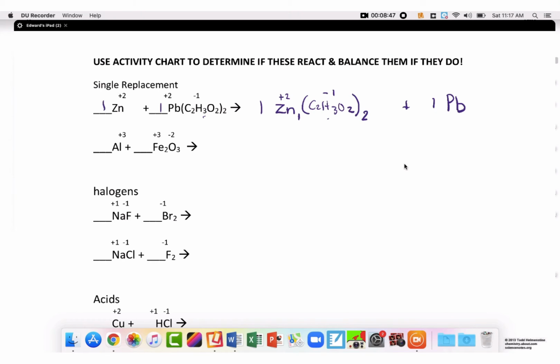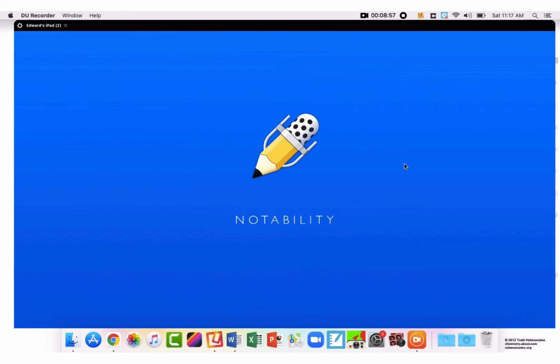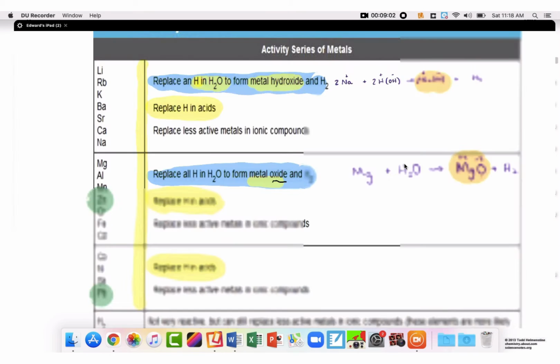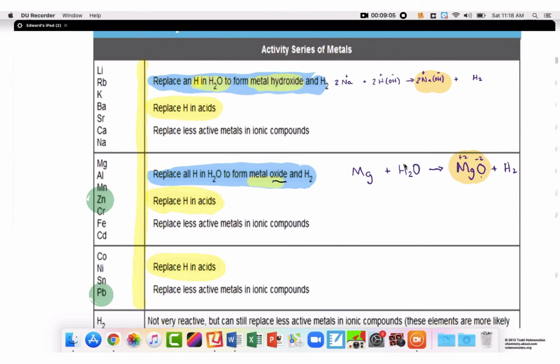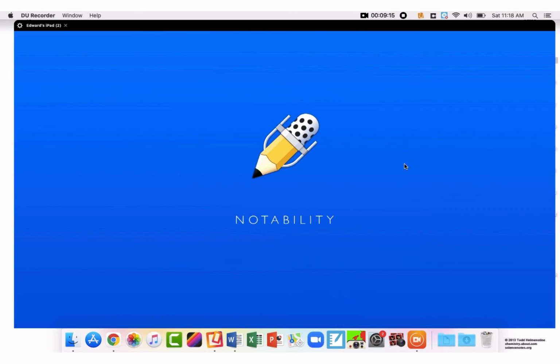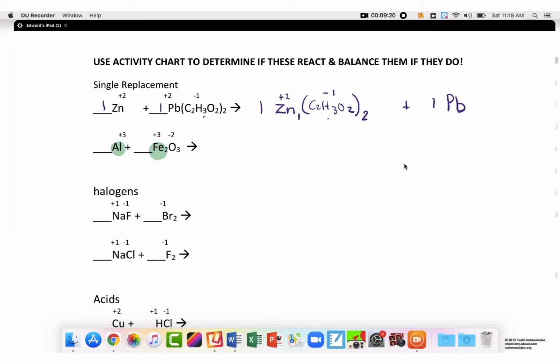Next thing on the chart, we're checking out aluminum compared to iron. So check your chart. Is aluminum above iron? I go back to my chart. I look. Let's erase what I had. And I look there, and there's aluminum. And there's iron. So aluminum is indeed above iron, so it does react. Okay, aluminum is above iron, so it can replace it.